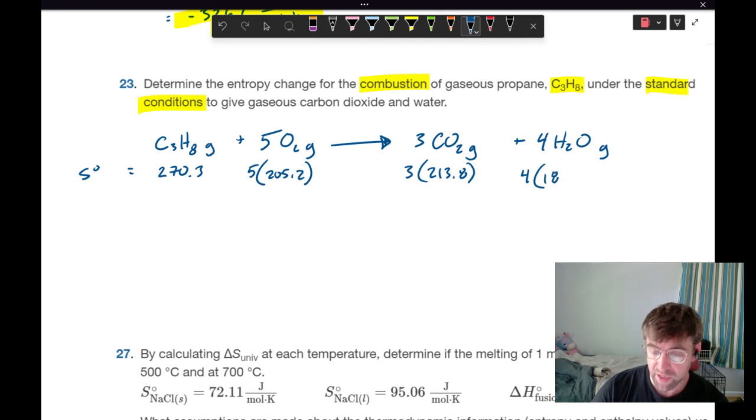And 4 moles at 188.8. Okay, so we're halfway there now. We have all of the values that we need to be able to solve this problem. It's just like the one we just did.